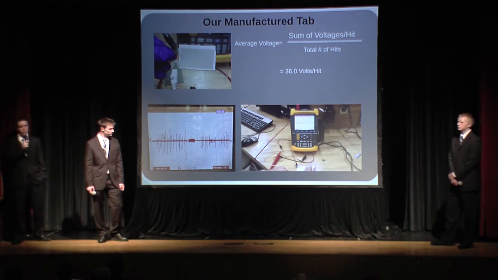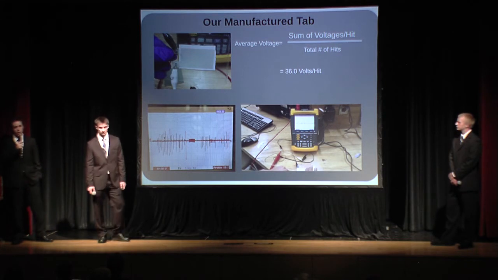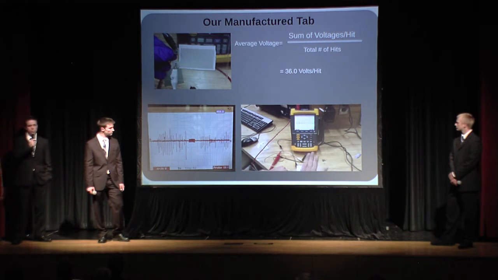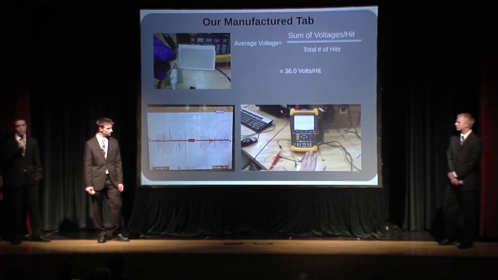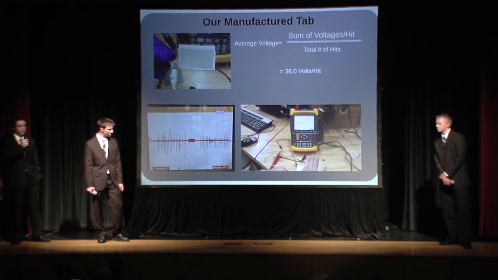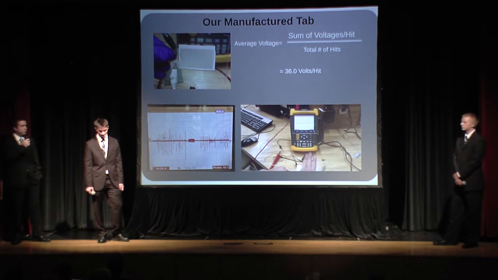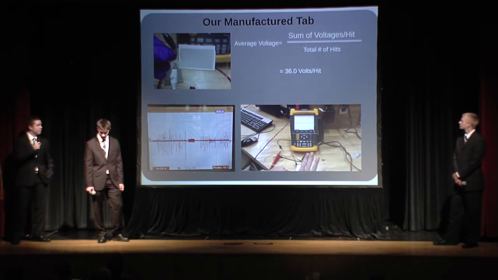We were able to do this by using a substance known as polyvinylidene fluoride and electrospinning that. And then we took that fiber, put it between two plastic laminate strips, which were painted with silver on it that acted as our electrodes. The electrodes were able to gather the voltage from the fiber, and we were allowed to use that voltage for other applications. The voltage we got, on average, was about 36 volts per hit.